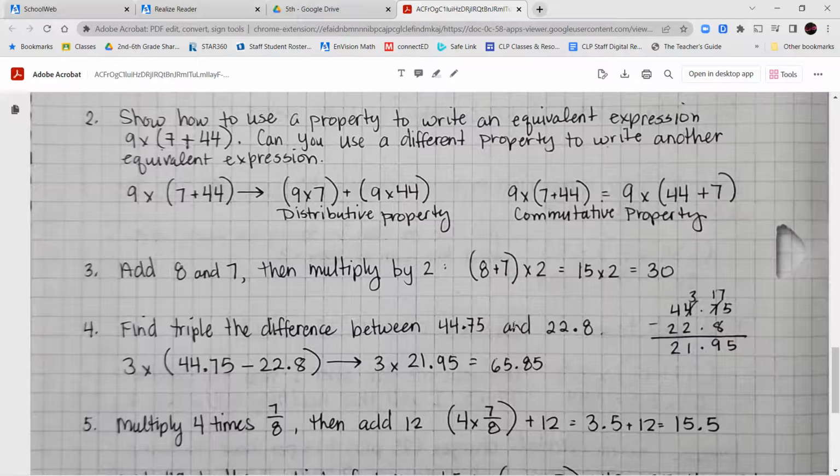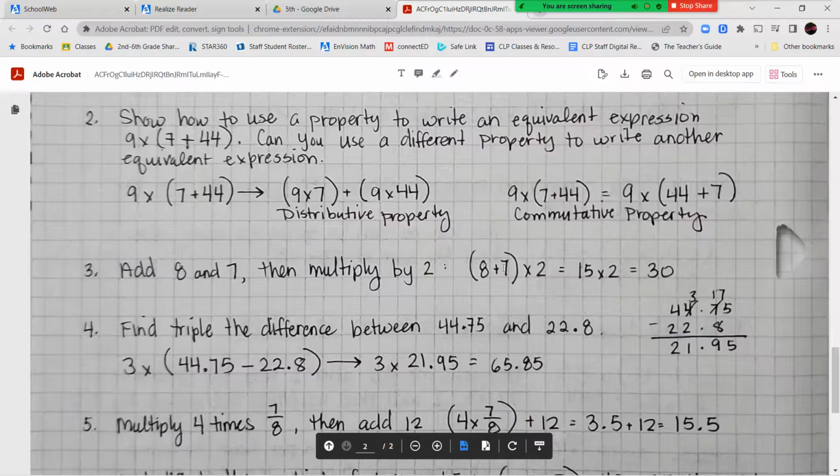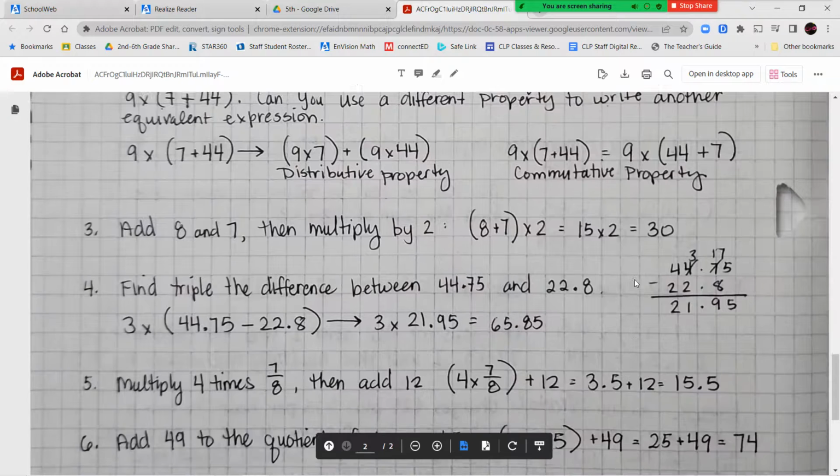Number 3 says add 8 and 7 and then multiply by 2. So first I have to do that. So I'm going to put those numbers in parentheses. That's how I know that those need to be done first. So in parentheses, I'm going to put 8 plus 7, and then I'm going to multiply the sum of 8 plus 7 times 2. So the sum of 8 plus 7 was 15, and 15 times 2 gave me 30.